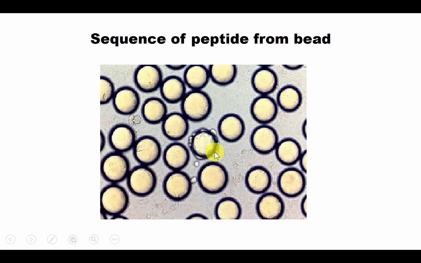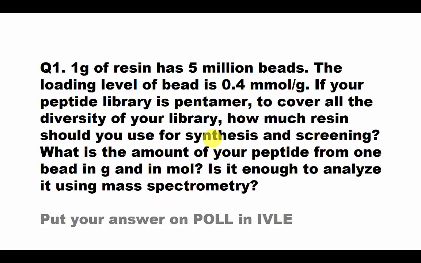So in this case, the next question is, if you pick up this resin, can you sequence the peptide from one single bead? The question is, is the amount of peptide on this one resin enough to get the identity of the peptide or not? So to get some practical numbers for that, let's think using this example. Read this question carefully, and this question will be on the IBLE. So think about the answer and then put up your answer on IBLE.